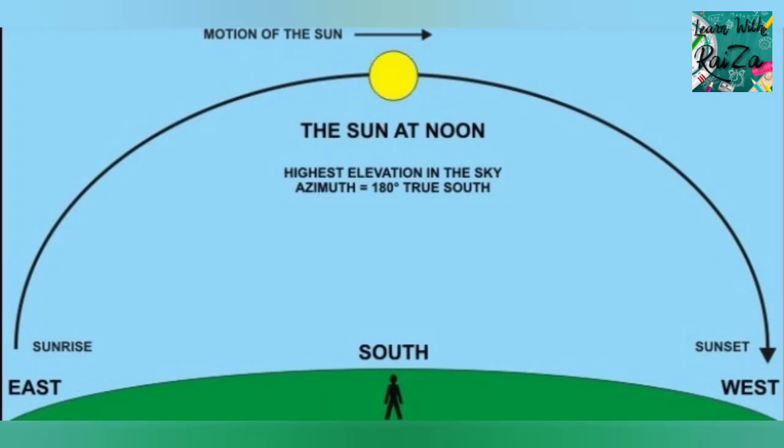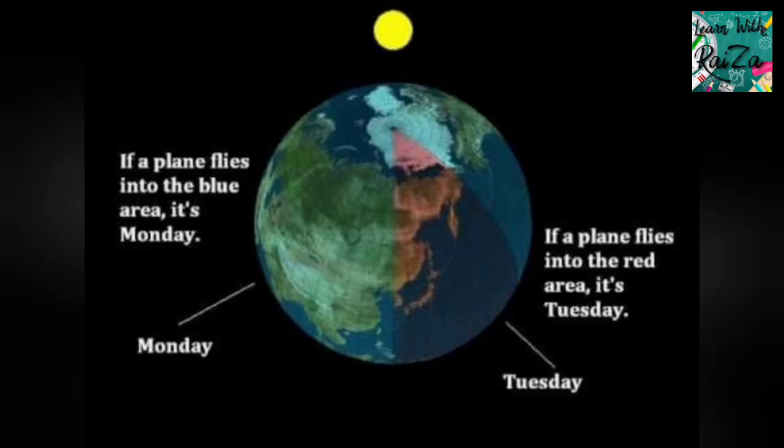A person who travels from the east to the west across the international date line gains an additional day, since the current day changes into the previous day across the IDL, international date line. Moreover, a person who travels from the west to the east across the IDL loses a day, since the current day changes to the next day across the IDL. So you can see that in this picture they have described the blue region, it's Monday, and the red region, it's Tuesday. So that way the days change at the same time.